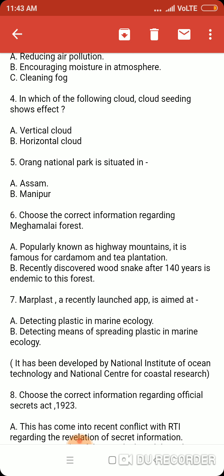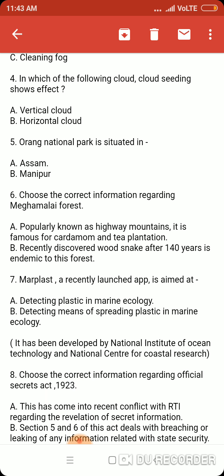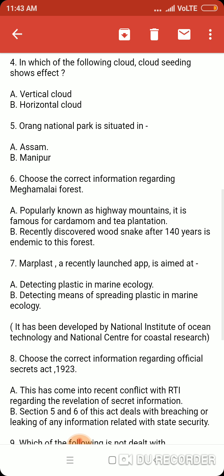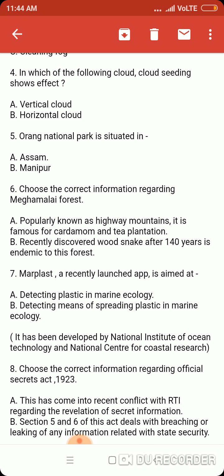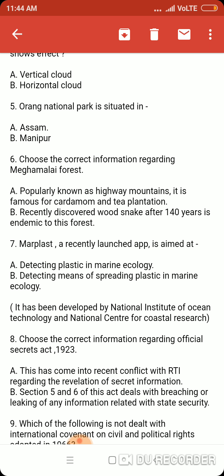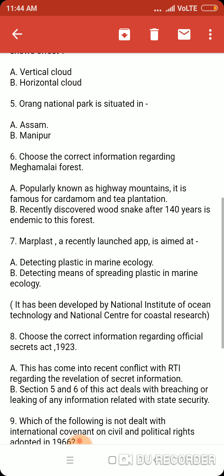Question number 4. In which of the following does cloud seeding show effect? Vertical cloud and horizontal cloud. It is very important, right? It is equally important from the geography point of view. It is vertical cloud because the air containing moisture has to be injected into the clouds, which is possible from the bottom. Cloud seeding can be effective only on vertical cloud. Other horizontally stratified clouds are less effective for cloud seeding.